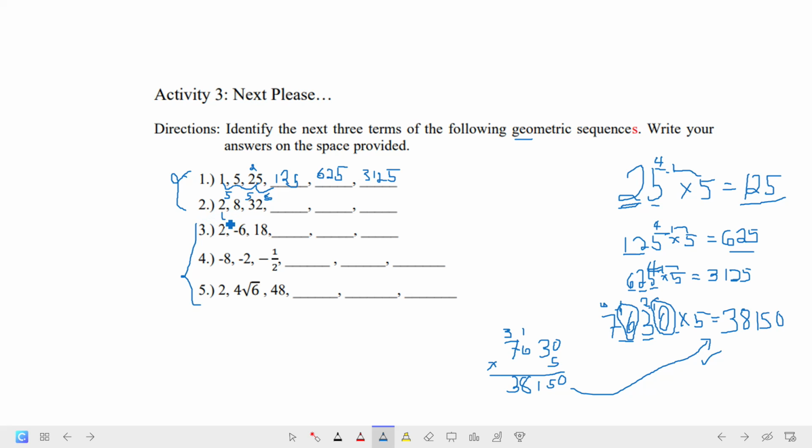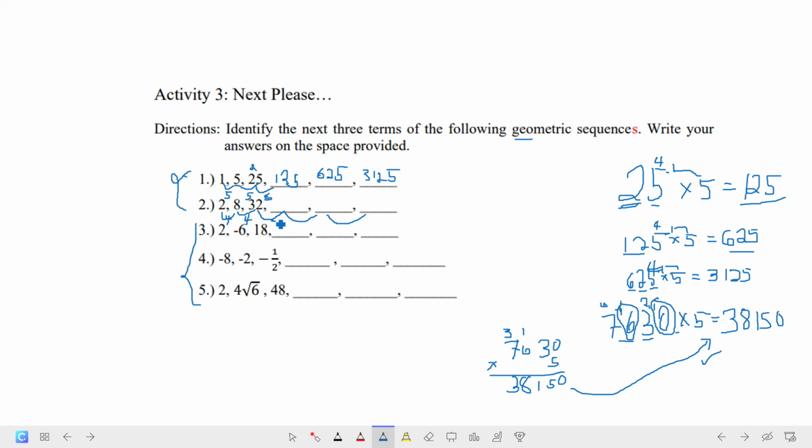Tignan nyo ito. 2, 8, 32. Paano ko kaya makukuha yung 8? Baka mag-multiply ako ng 4. Try ko nga. 2 times 4 is 8. I-try ko nga rin yung 4. Kung makukuha ko ay 32, 8 times 4 equals 32. And that's correct. And what is then our next three terms?